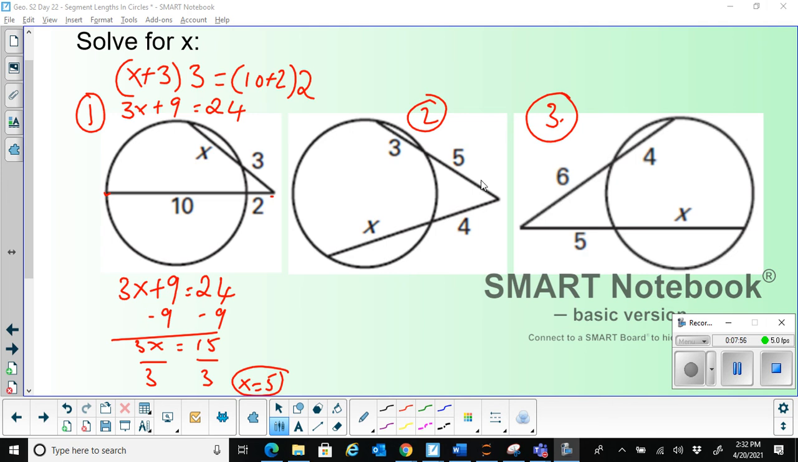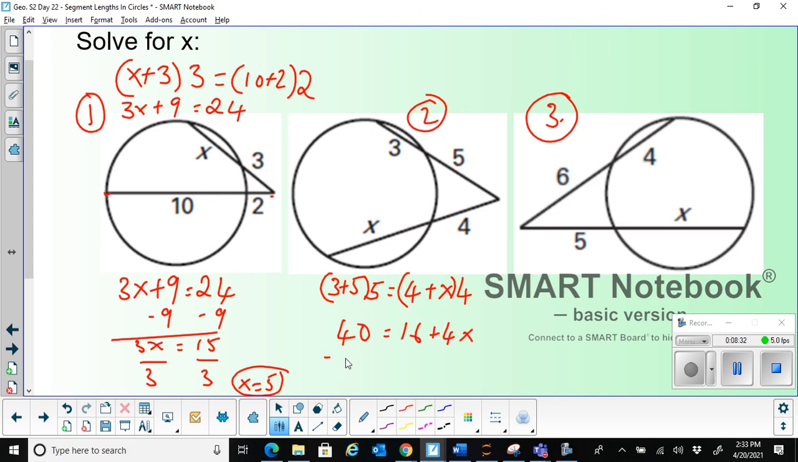Here the secant segment is 3 plus 5 for the first one, so 3 plus 5 times the external segment, that is 5, equals, for the second secant segment, the length of the secant segment is 4 plus x times the external segment, that is 4. Let's simplify further. 3 plus 5 is 8. 8 times 5 is 40. 4 times 4 is 16 plus 4x.